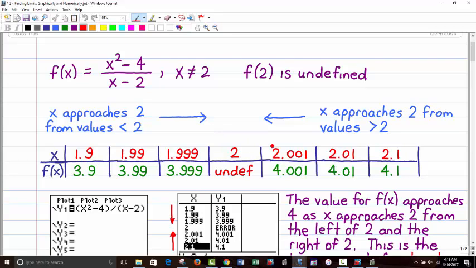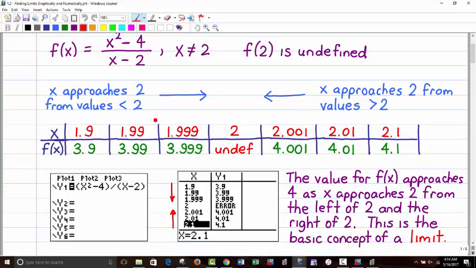Now let's look on the other side of 2: 2.001, 2.01, 2.1. And you can see those results, those y values. Notice as we're approaching 2 from values smaller than 2, coming from the left, and then coming from larger values, you see x getting closer and closer to 2 without actually reaching 2.